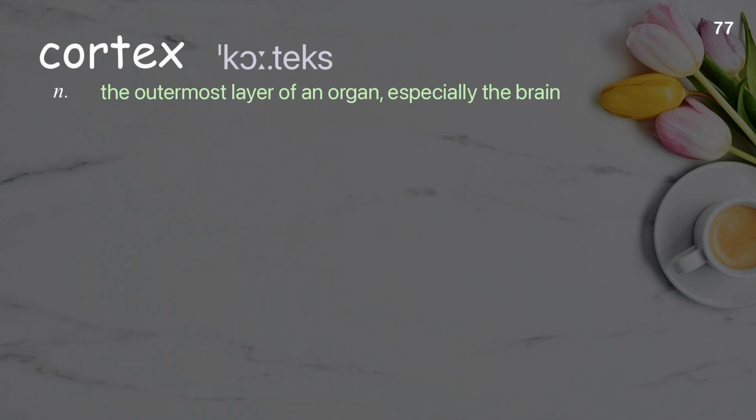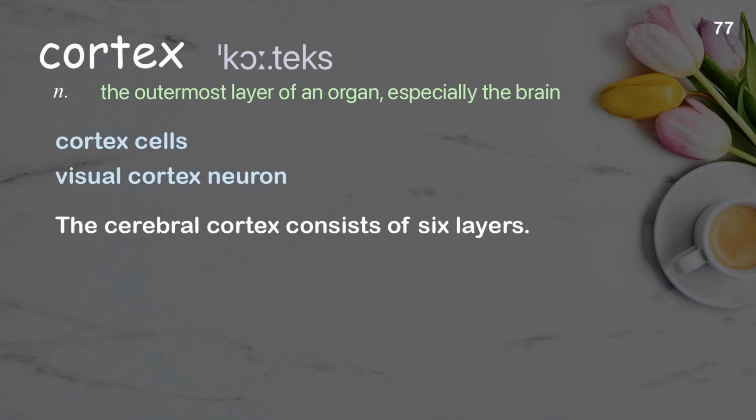Cortex: The outermost layer of an organ, especially the brain. Examples: Cortex cells. Visual cortex neuron. The cerebral cortex consists of 6 layers.